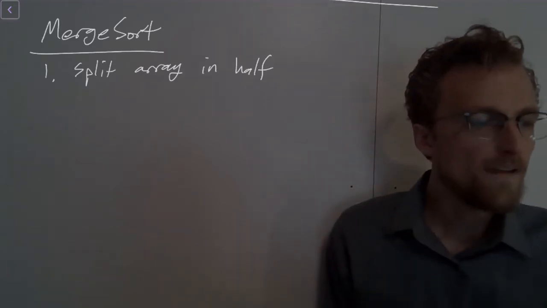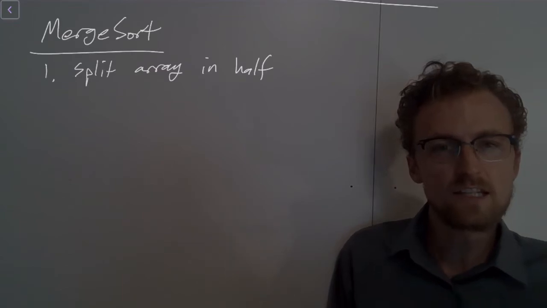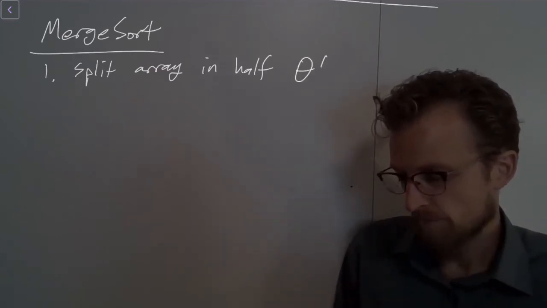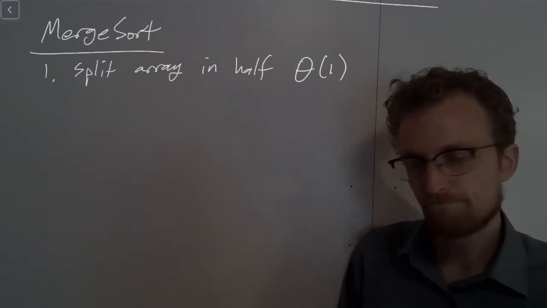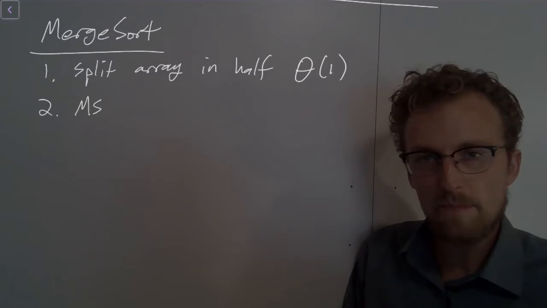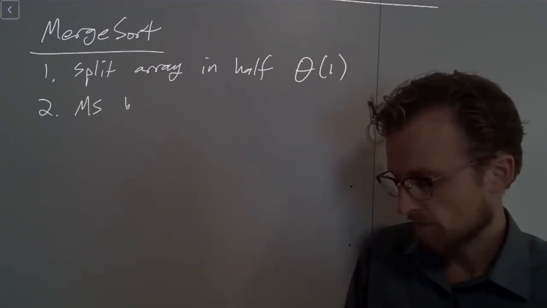Okay, so this is fast, right? This is a constant time operation because all we have to do is find the middle index. Right? So this is constant time. Two, then we merge sort both halves, right? So MS for merge sort both halves.